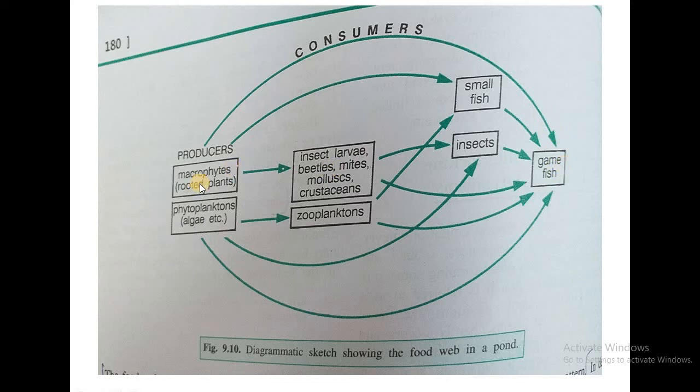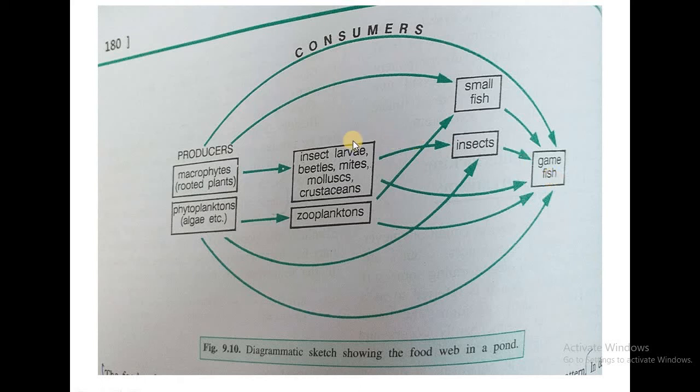In the second type of chain, the producers may be the macrophytes, that is rooted plants, or phytoplankton, which is an algae. This is eaten by the small fish, and this small fish is eaten by the game fish. And the third type of food chain that you see in the aquatic food web, the food web in the pond, is where the rooted plants, the producers, are eaten by insect larvae, beetles, mites, mollusks, crustaceans, etc. In turn this is eaten by another insect, and this in turn is eaten by the game fish.